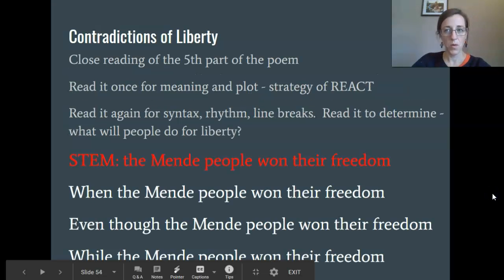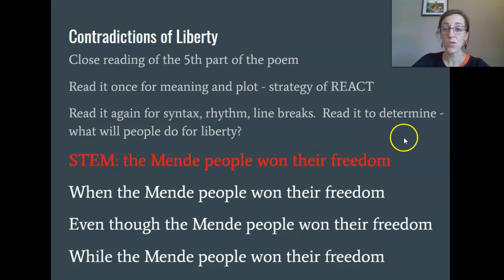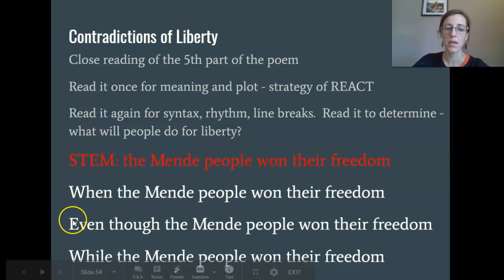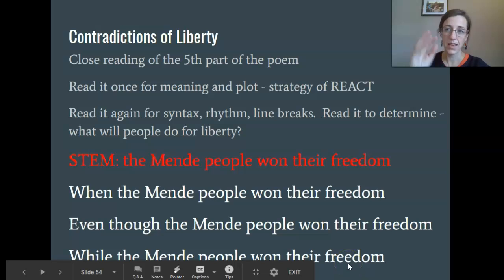So we're going to read the part of the poem that has to do with the Amistad. Here's your stem. The Mende people won their freedom. Even though the Mende people won their freedom, and while the Mende people won their freedom. That's kind of what's guiding your thinking as you go through the poem today.